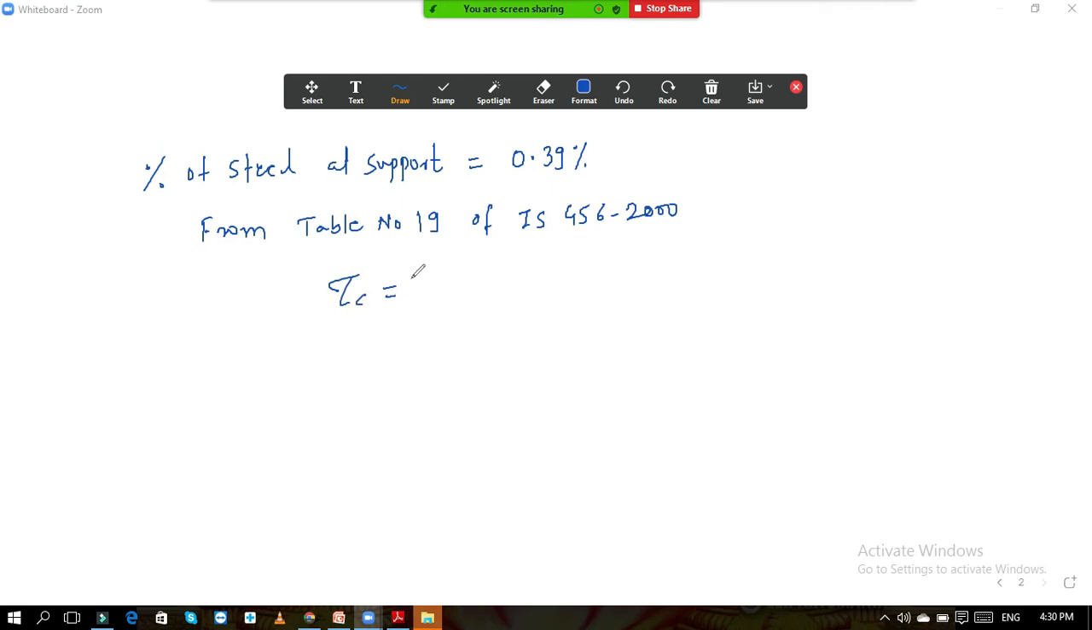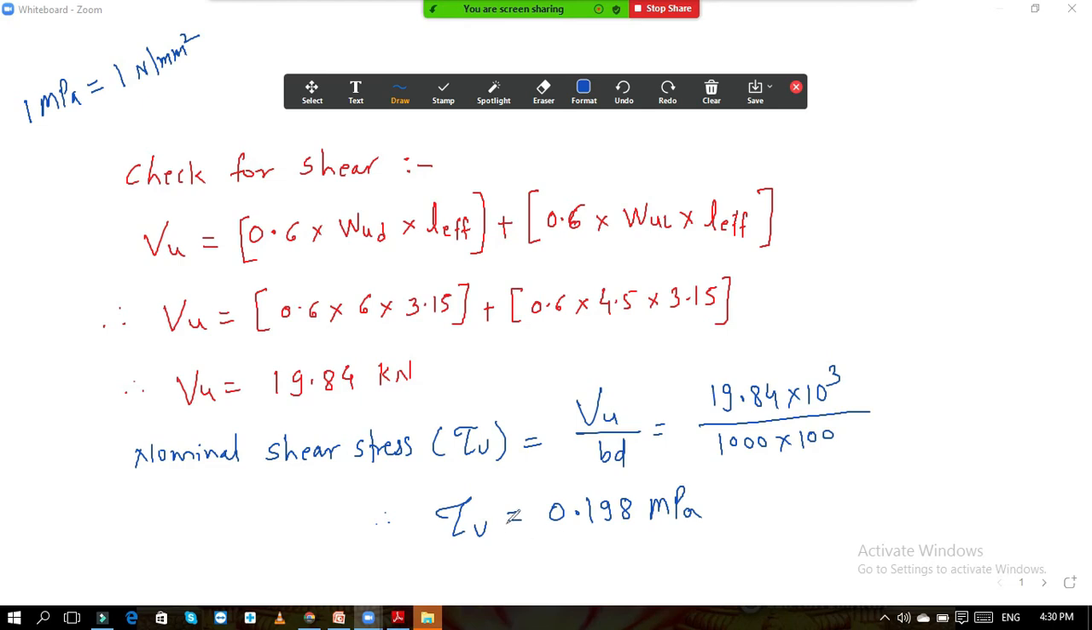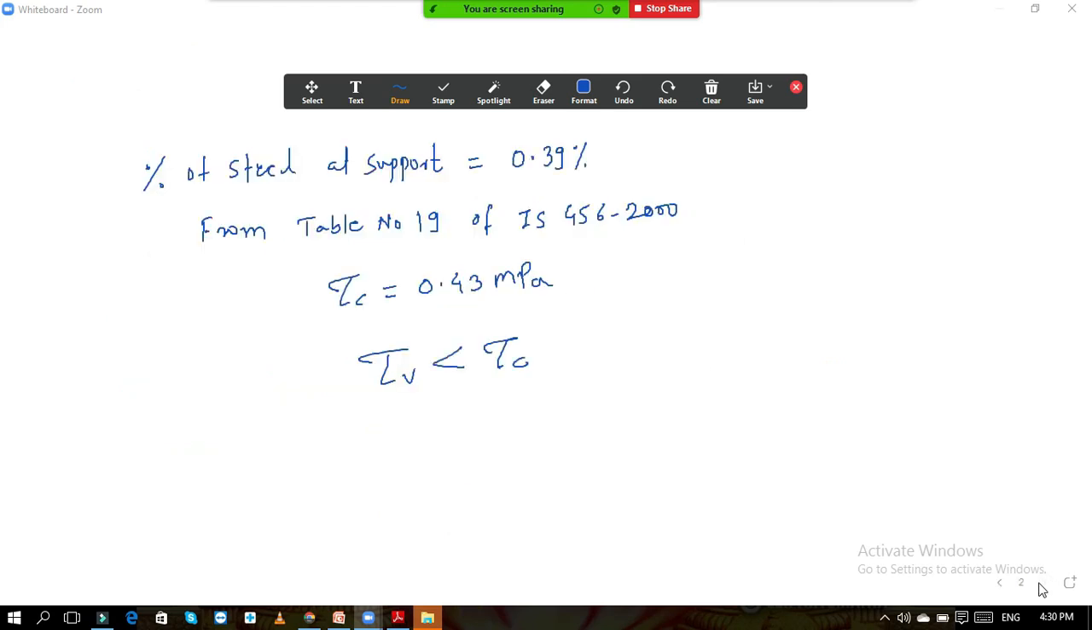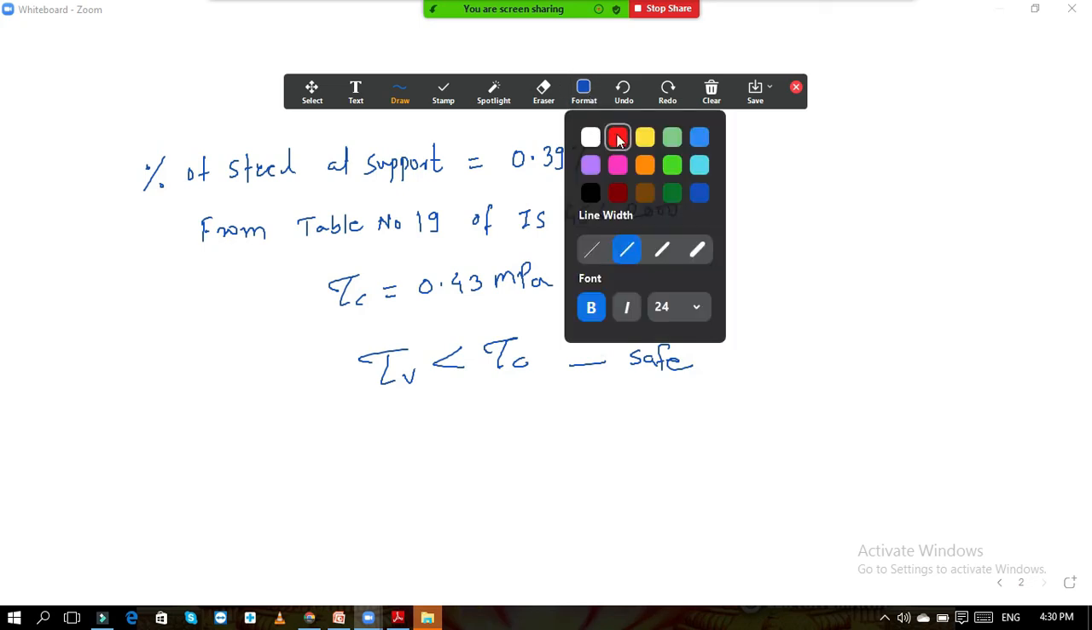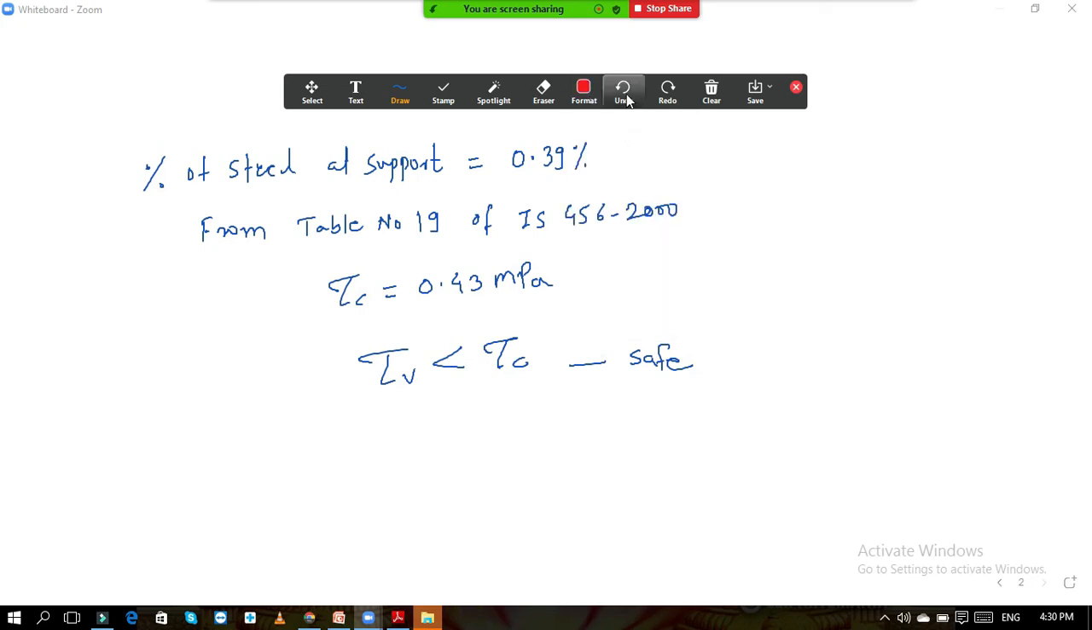Tau c is equal to 0.43 Newton per mm square. So now compare who is greater, who is less. So tau v is less than tau c. So the permissible shear stress is greater than the shear stress which is induced. So this is the generated shear stress in the slab, which is 0.19, and this is 0.43. So it is safe. So this is the check for shear.